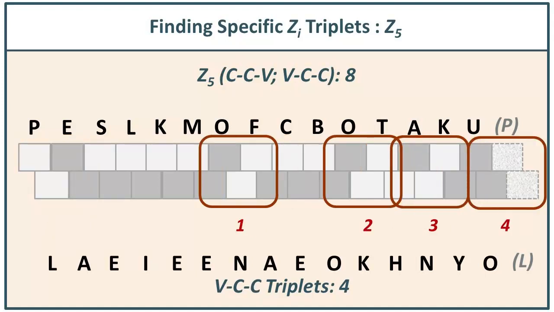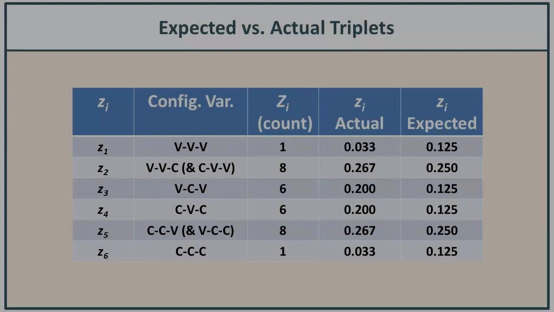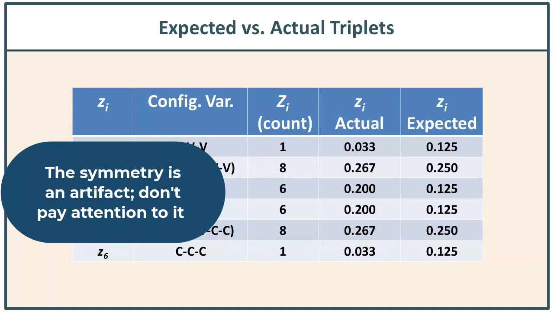Our last task is to look for the Z6 triplets, consonant, consonant, consonant. And it turns out there's just one. It's the K at the end of Facebook and the TH at the start of "thank you." So we note that. And by the way, the fact that we've wound up with a symmetric arrangement of the total Z1 count being equal to Z6, Z2 to Z5, etc., that's just an artifact. It just happened this way.